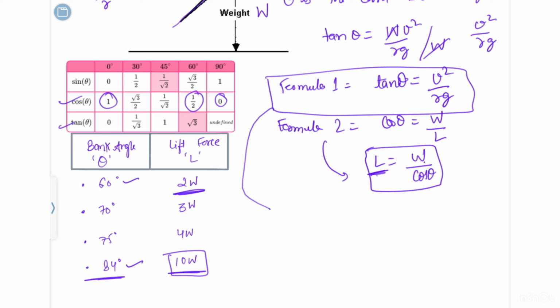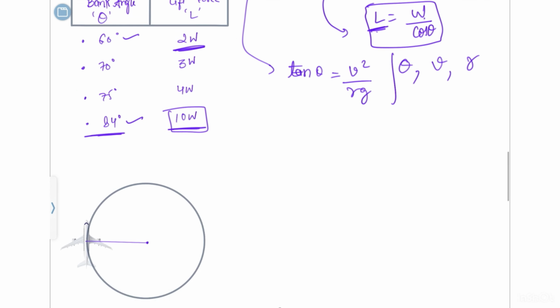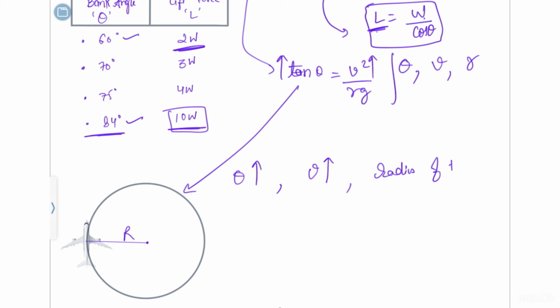And second is formula 1, which is tan theta is equal to V square by Rg. Here are three parameters: theta, that is bank angle, velocity and the radius. So we can understand using this figure. When an aircraft is banking, let's say it has a radius of turn. So how much bank angle it should make, which is further guided by lift is equal to W by cos theta, and what should be the velocity. So if the aircraft is making a tighter turn, let's say theta is high, the velocity is also required to be high because theta and velocity are directly proportional to each other, and the radius of turn may reduce.